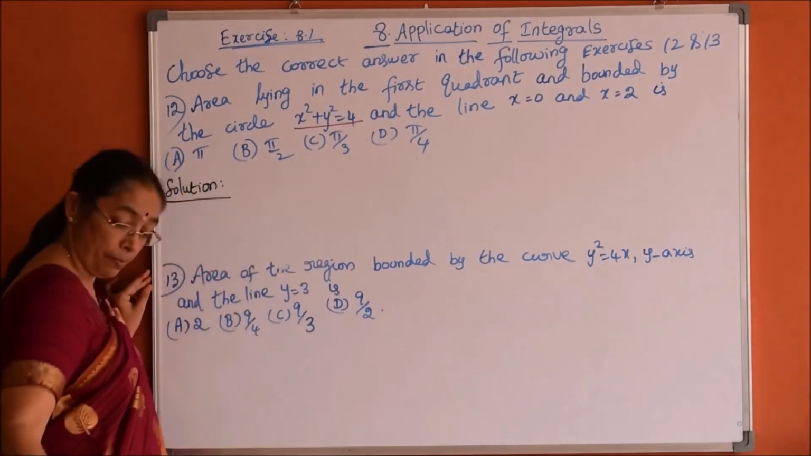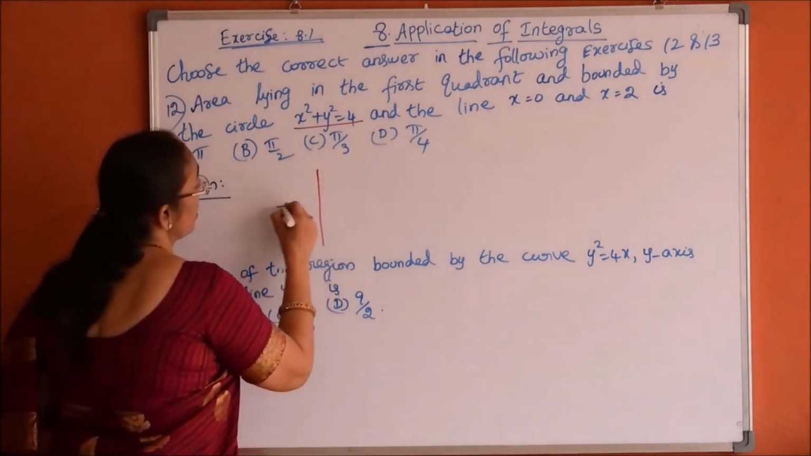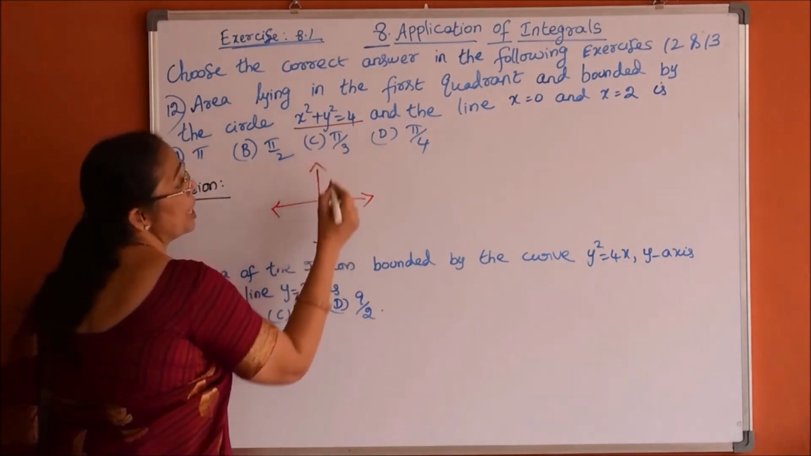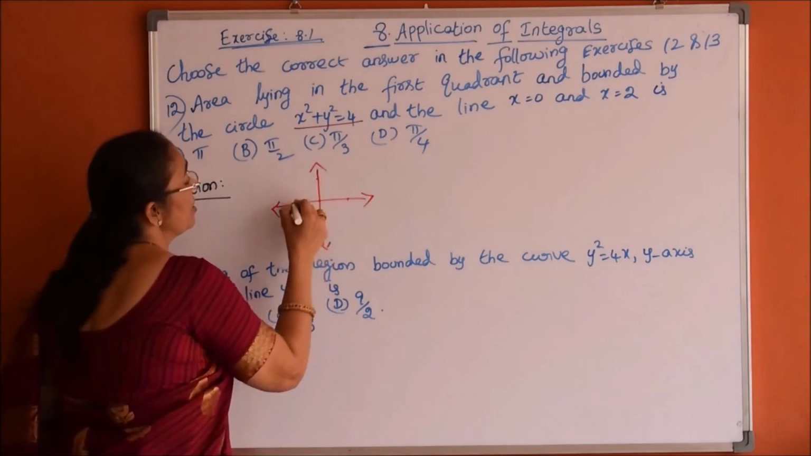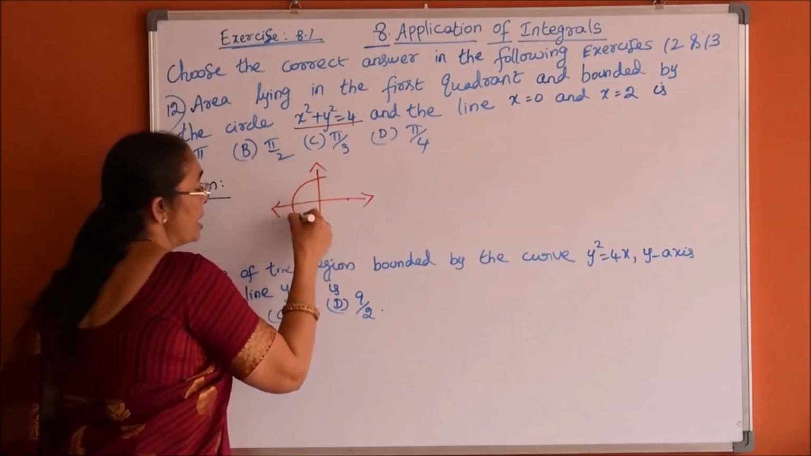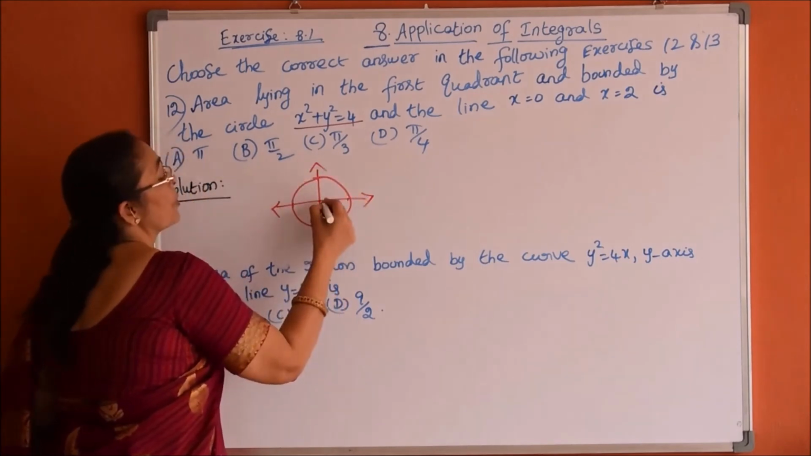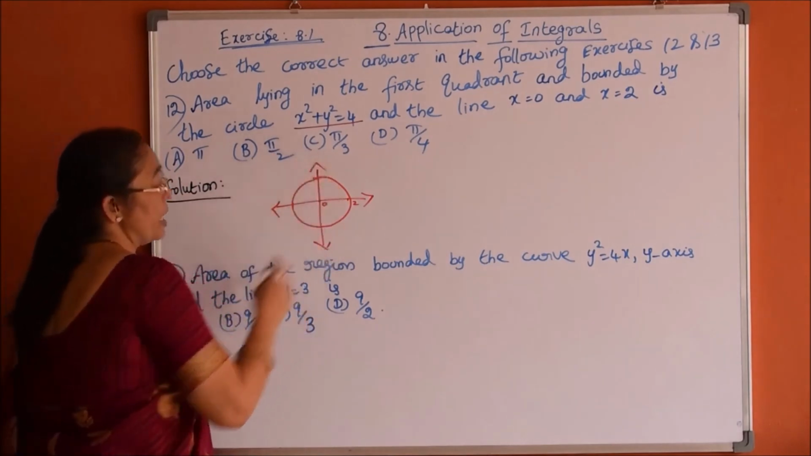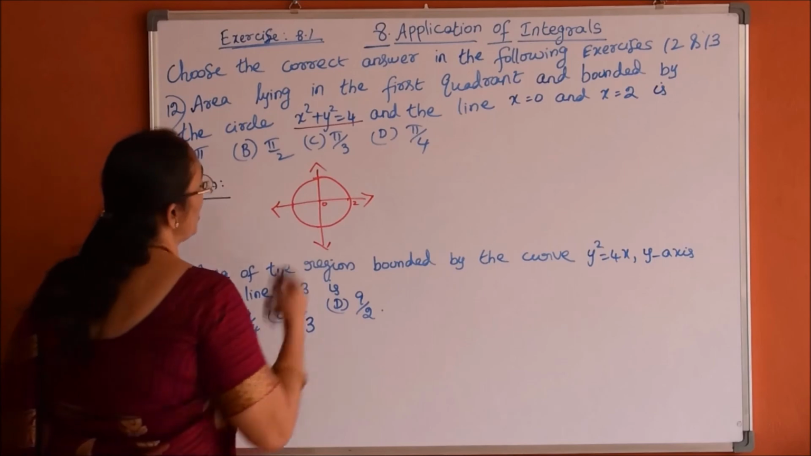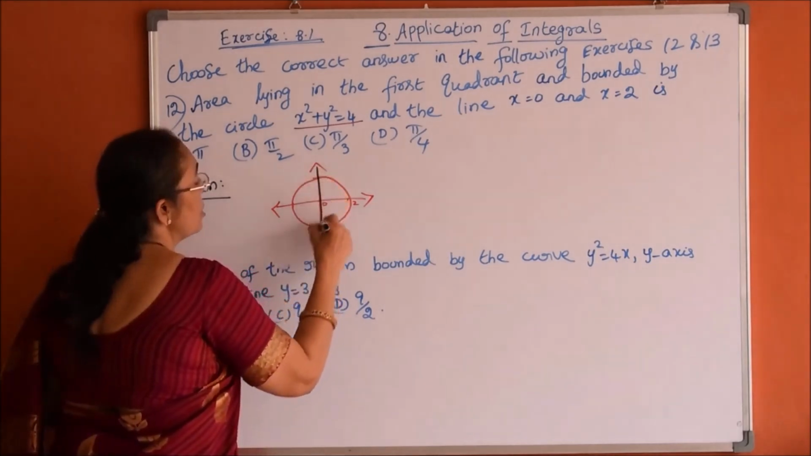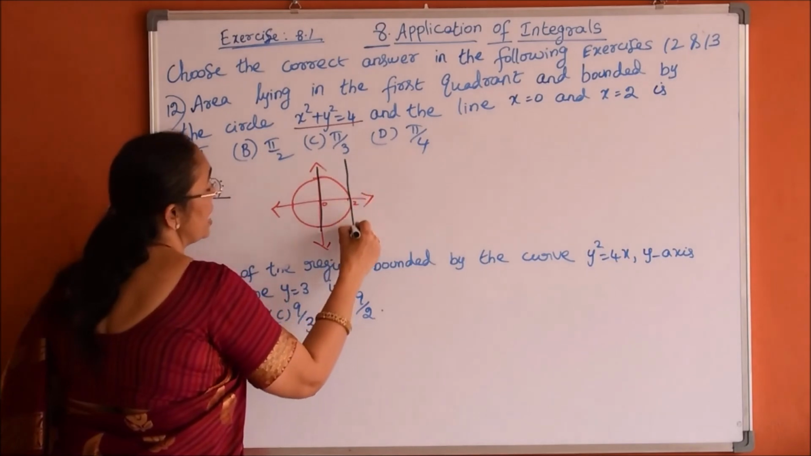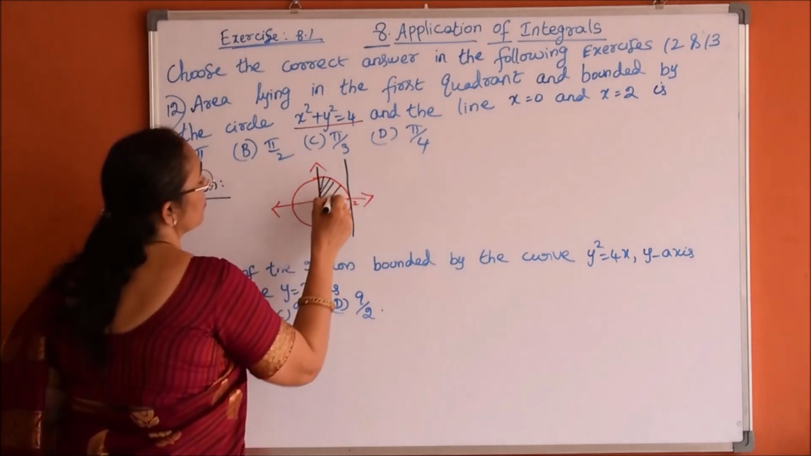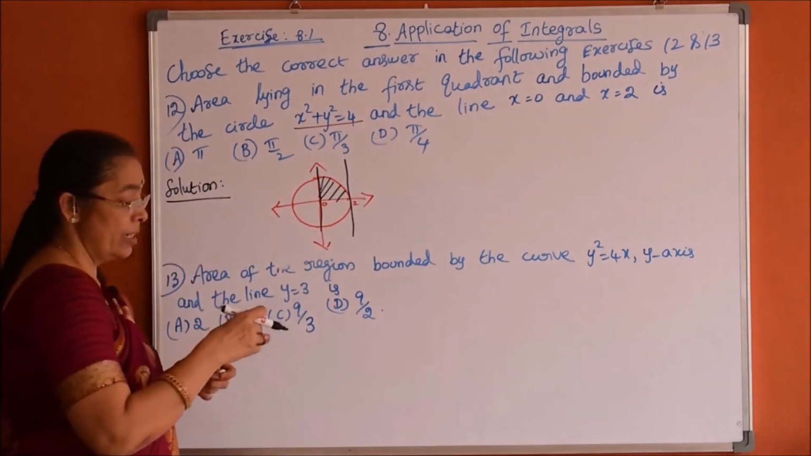Let me draw again properly. So, bounded by this circle and bounded by one more line, and the line x is equal to 0 and x is equal to 2. So, this is 2 units, circle, center origin and radius 2 units, and the line x is equal to 0. So, this is the line x is equal to 0, that is y axis, and x is equal to 2. This is the line x is equal to 2, and we need only the first quadrant. So, this area. So, this is directly integration.